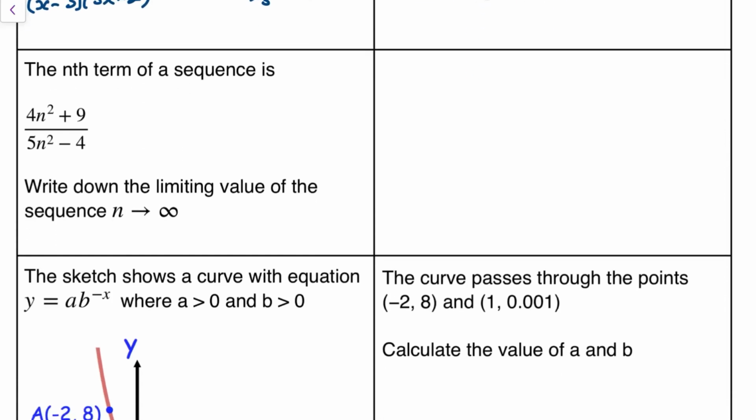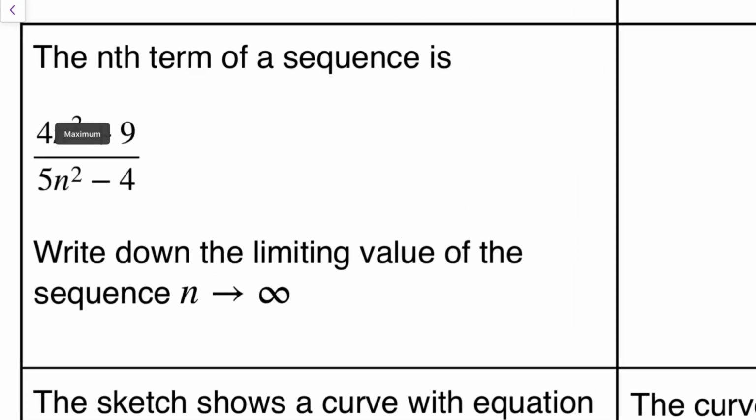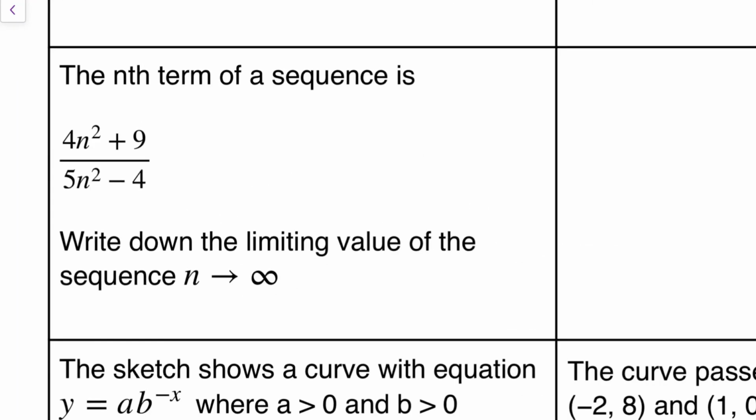Question done. Next question. The nth term of a sequence is, now again, if this is your first video you've seen, I'll walk through it quickly, but all these questions are very similar in idea. In the long term, what I'm doing is I'm putting a very, very large number to here and a very, very large number to here. And that's essentially going to give me a very, very large number plus 9, which is pretty much just a very, very large number, and a very, very large number minus 4, which is still just a very, very large number. And then the n squareds will cancel, which is just going to give me 4/5.